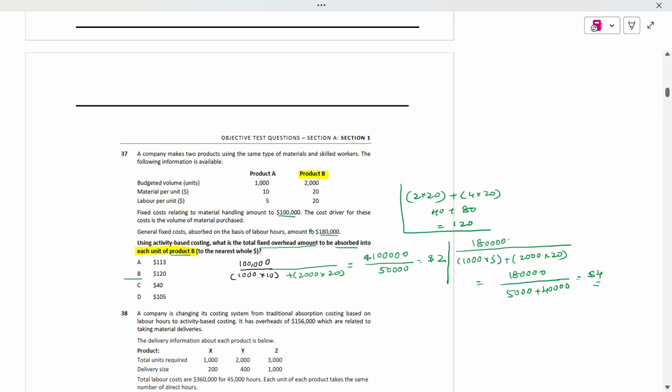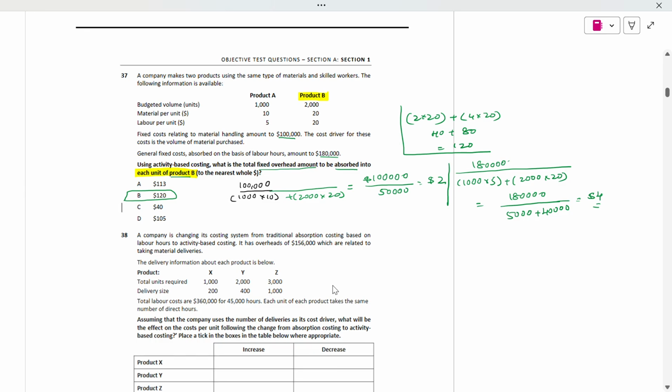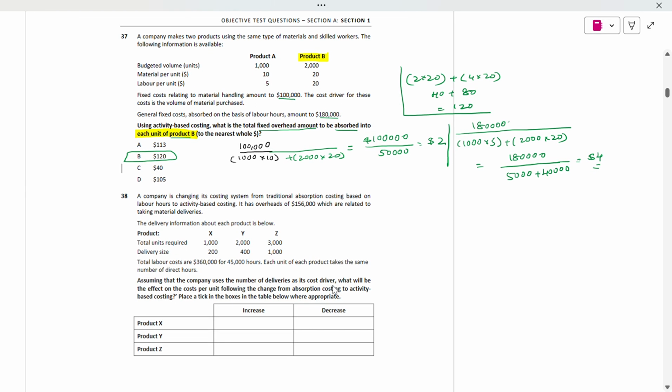Are you clear about this? Yes. Good. I want it like this. Take your time, understand and do. It helps you. Next. Read 38.